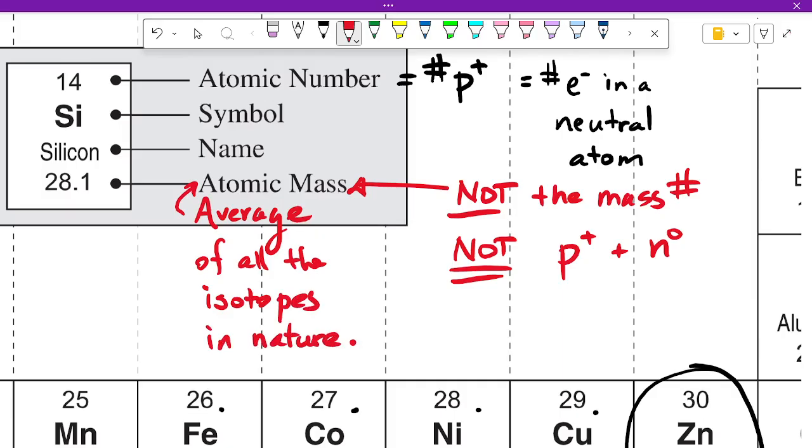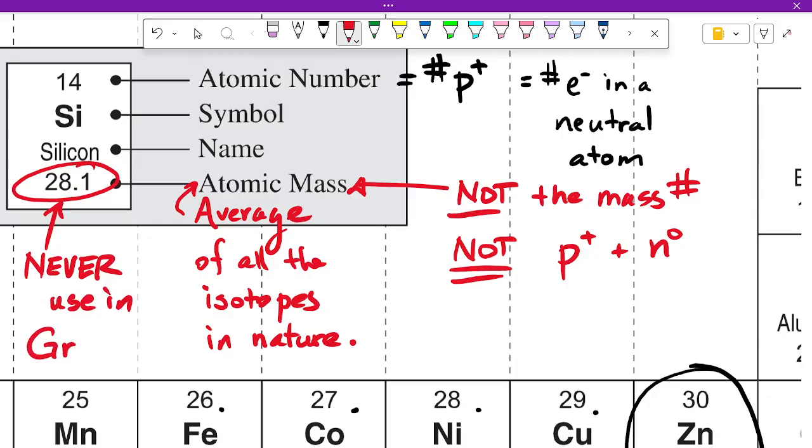And you are not going to use that number in grade 9. Do not use this number. Never use this number in grade 9. Okay? Just don't use it. Forget it's there. Pretend you've never seen it. Okay?